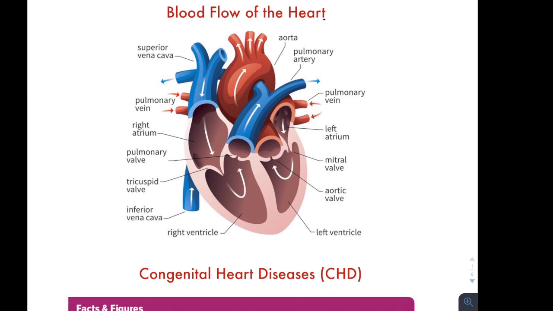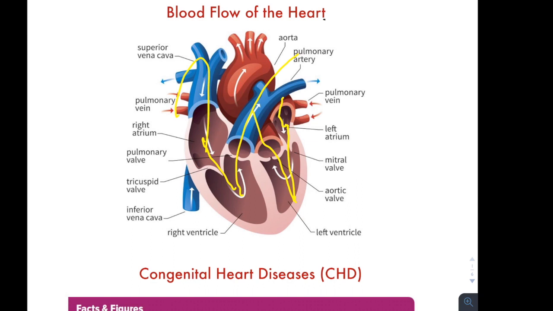Congenital heart diseases. Before we get going, we're just going to recap how the blood flows normally through the heart. It comes deoxygenated from the body into the right atrium, to the right ventricle, and then off to the lungs to get reoxygenated. Oxygenated blood comes into the left atrium, left ventricle, and then goes out through the aorta to the rest of the body to bring oxygen to the tissue.